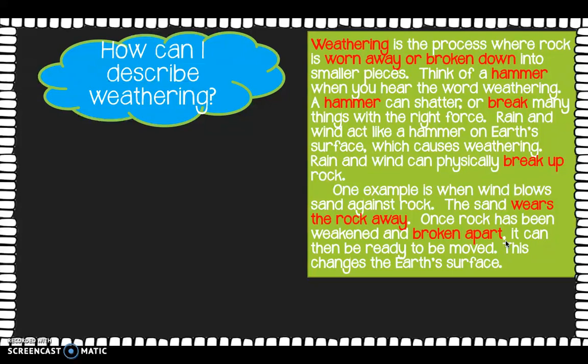Rain and wind can physically break up that rock. One example is when wind blows sand against rock. The sand wears the rock away. And once rock has been weakened and broken apart, it can then be ready to be moved. This changes the Earth's surface. And so let's just take a look at some pictures of weathering.